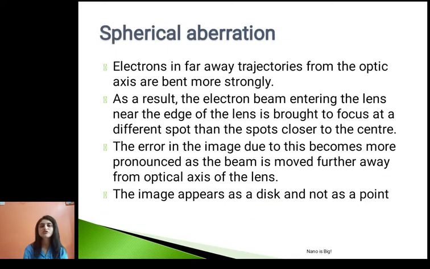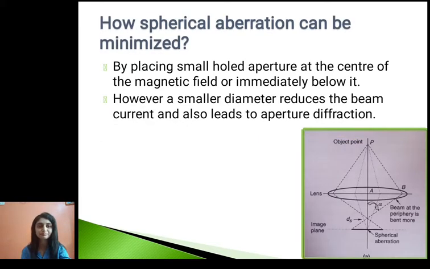So let's talk about spherical aberration. Electrons in trajectories far away from the optic axis are bent more strongly. As a result, the electron beam entering the lens near the edge of the lens is brought to focus at a different spot than the spots closer to the center. The error in the image due to this becomes more pronounced as the beam is moved further away from the optical axis of the lens. The image appears as a disc and not as a point. So that is spherical aberration.